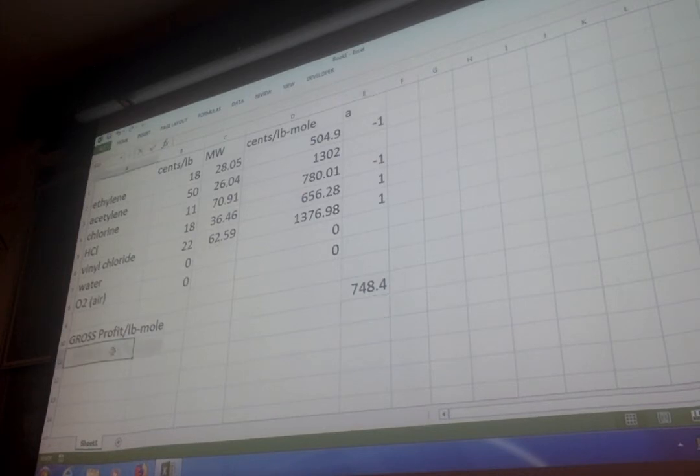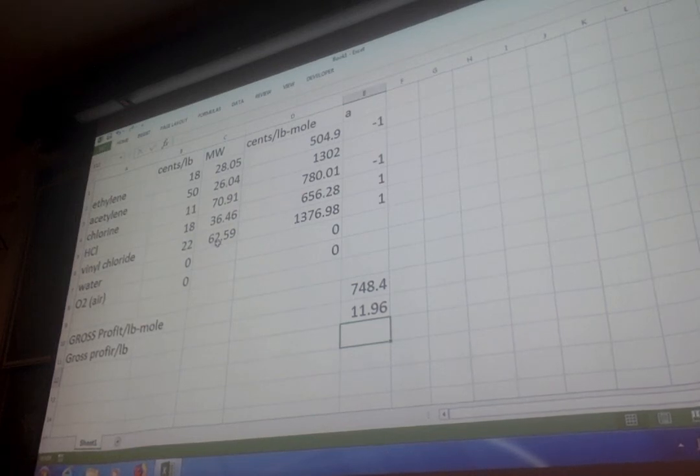So here's gross profit per pound. Almost done. It is equal simply to the above divided by the molecular weight of vinyl chloride. And I'll put the absolute address pressing F4 so I can copy the formula maybe. So that's the gross profit for path A. Path B is the acetylene. So we make 11.96 cents per pound of vinyl chloride gross profit.